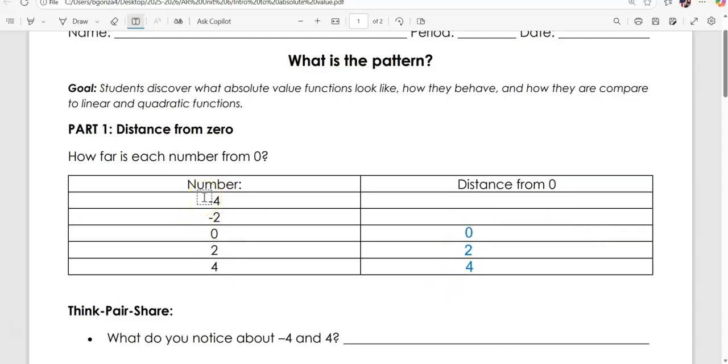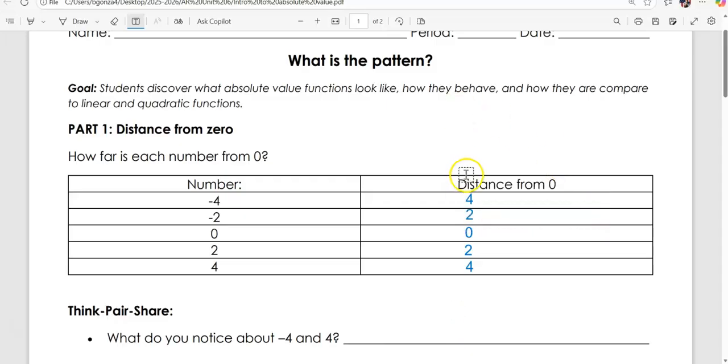Now, think about this. Negative four. To get to zero, you do negative three, negative two, negative one, zero. So how far is negative four away from zero? It's still four, right? It's not negative four. We're talking about distance. Like how many numbers away is negative 4 from 0? Positive 4. Okay. How many numbers away is negative 2? Distance to 0, 2. Okay.